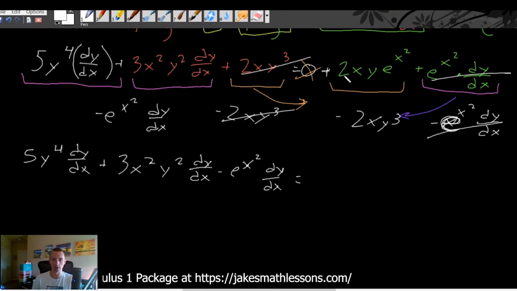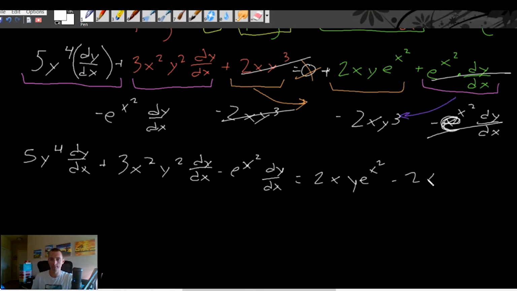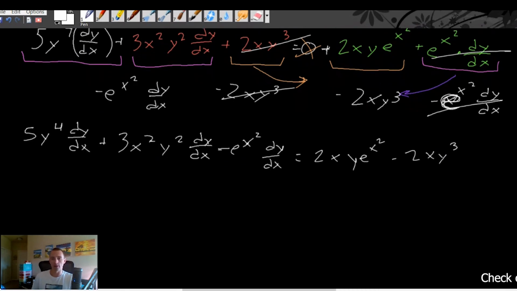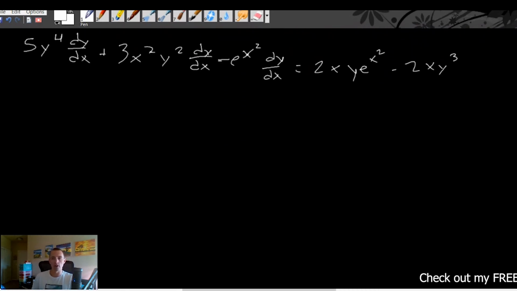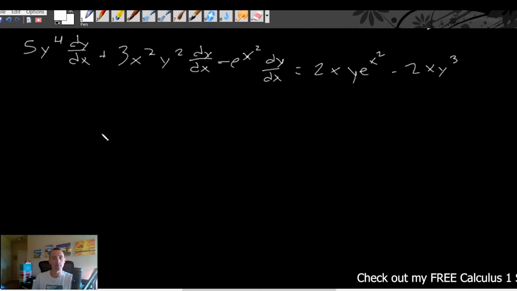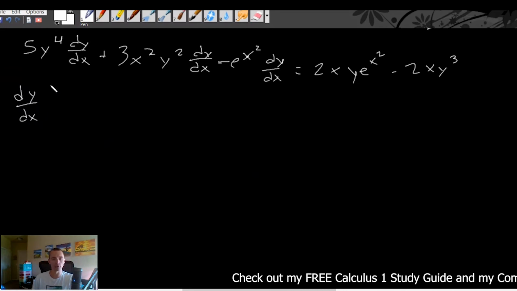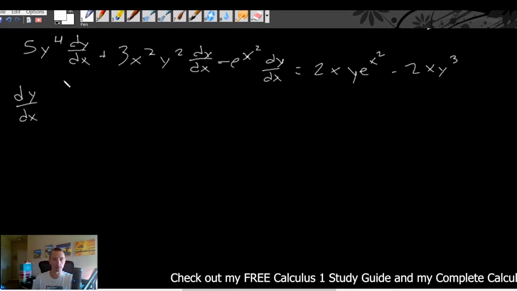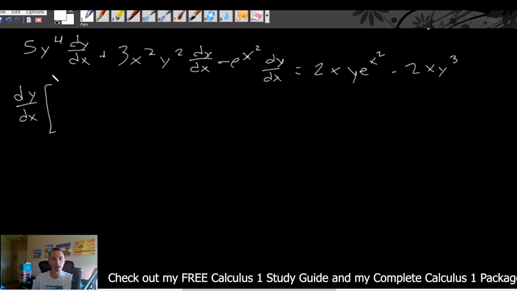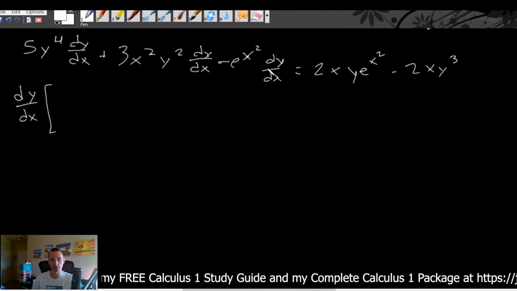And then on the right side, we're going to have 2xy e to the x squared minus 2xy cubed. Okay, and I think that should account for all of our terms here. So once you've gotten all your dy/dx terms on one side of your equation and all of your non-dy/dx terms on the other side, from there what you want to do is factor out the dy/dx from all of your terms that have the dy/dx on that one side of the equation. So we're going to basically factor out dy/dx from all three of these terms on the left side.